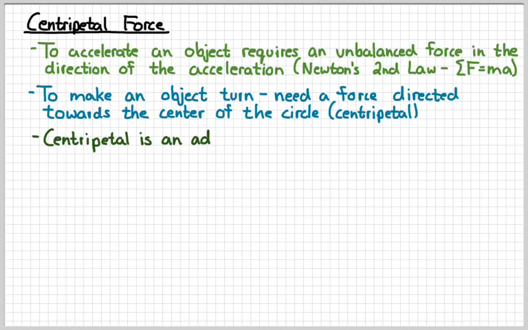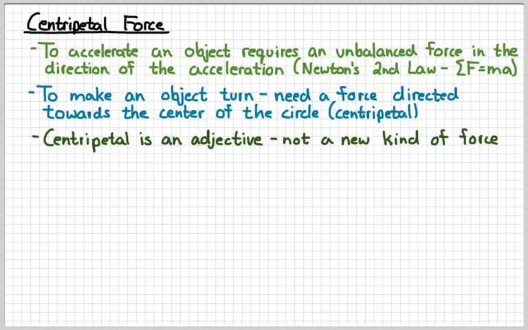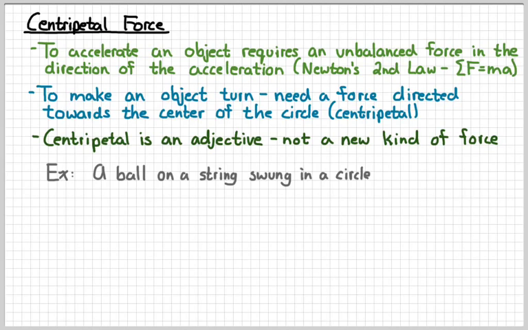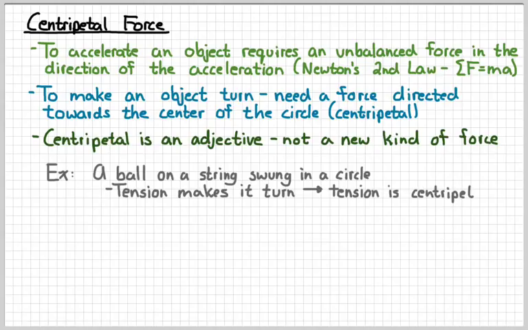But the word centripetal, remember, is an adjective. It's not actually a new kind of force, it's just a word that describes forces that we already know about. So we don't have any new forces. Here they're just doing something that's different. The word centripetal just means that any force is directed towards the center of the circle. So for example, suppose you have a ball on a string that you swing in a circle. Since it's on a string, then the force that's exerted on it would be a tension force. And so since tension is making it turn, tension is centripetal.